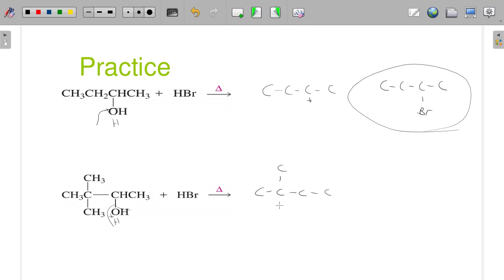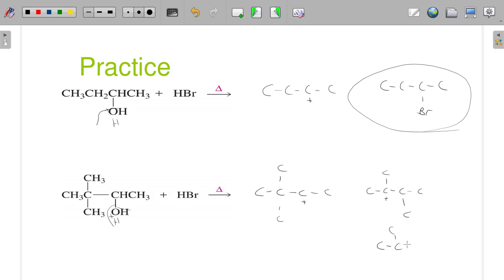Having those two methyls right near it, when that carbocation gets created, there's a good chance it's going to do a little methyl shift. And if it does a methyl shift, we get a tertiary carbocation. And it turns out that does happen.